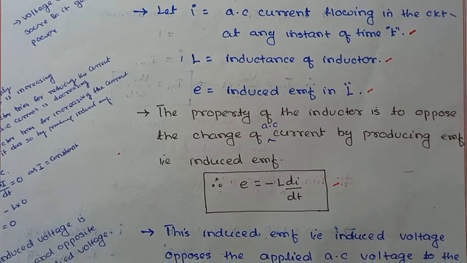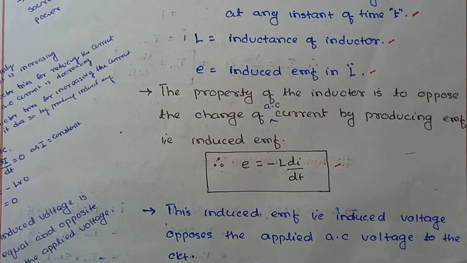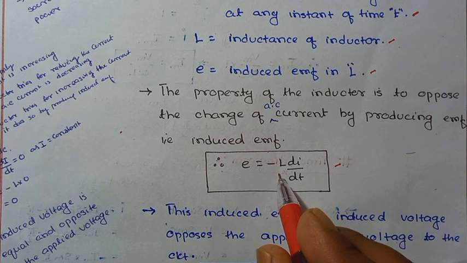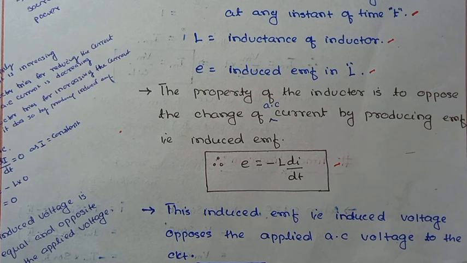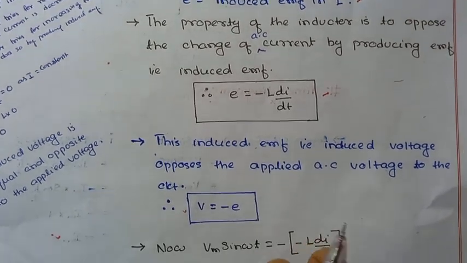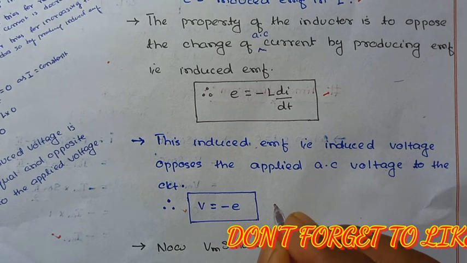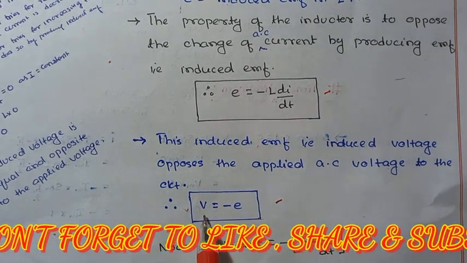ठीक है. Therefore E is equal to minus L di by dt. This negative sign is due to opposition of change of AC current by inductor. ठीक है. Now this induced EMF, that is induced voltage, opposes the applied AC voltage to the circuit. That means induced voltage is equal and opposite to the applied voltage. Therefore, we can write V is equal to minus E. Here V is the instantaneous voltage.